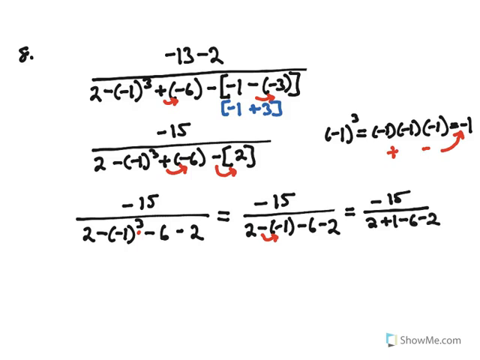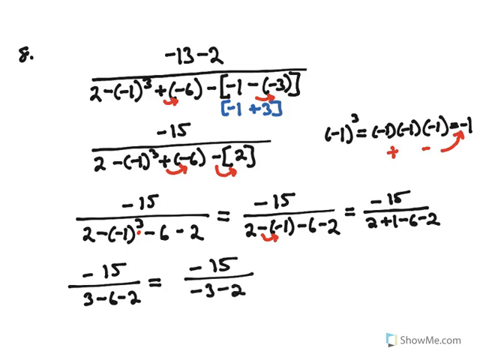And now we can just continue simplifying the denominator. Okay, 2 plus 1 is 3. Now 3 take away 6 is minus 3. And then minus 3 minus 2 is minus 5. Okay, so my answer is going to be, what is that, positive 3? Okay, so positive 3 looks correct. All right, that would be the final answer.